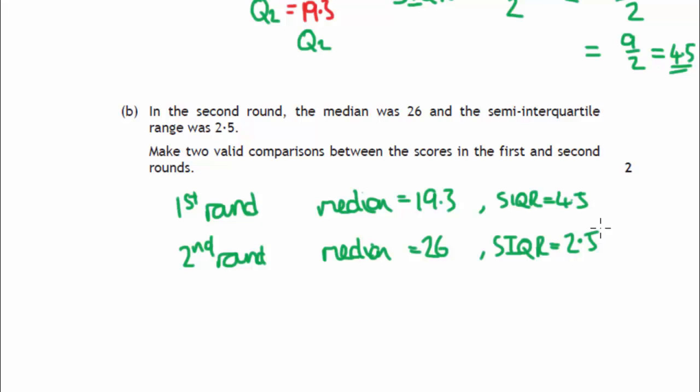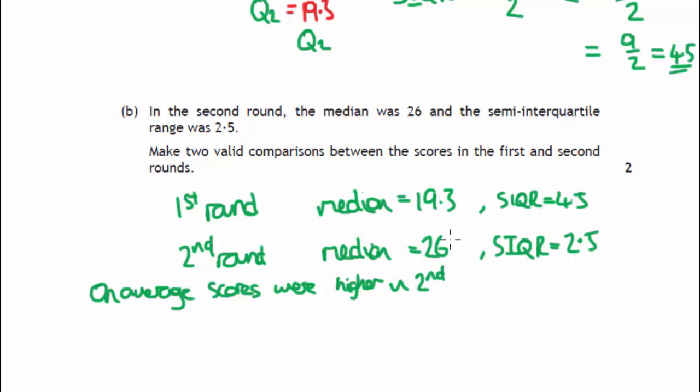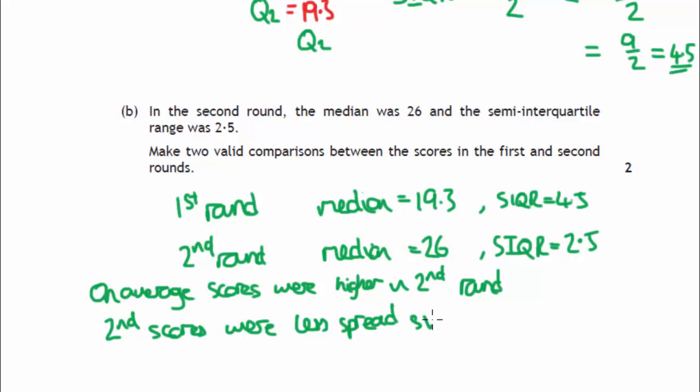So basically, on average, the dancer scores were higher in the second round. Okay, so on average, scores were higher in second round. And you can also see in the second round that the actual scores were less spread. Second round scores were less spread. And that's because, sorry about my writing, 2.5 is less than 4.5. So that's telling you the spread of scores.